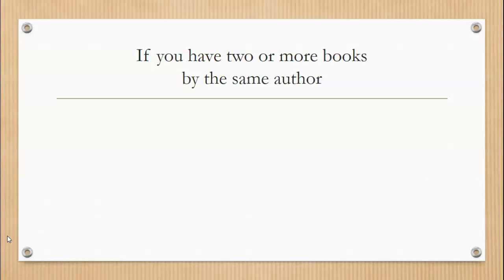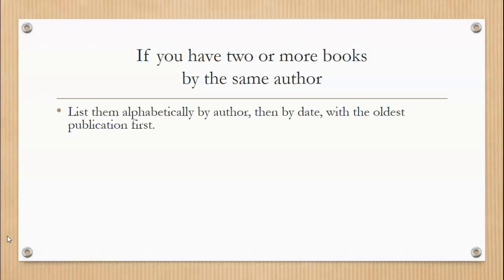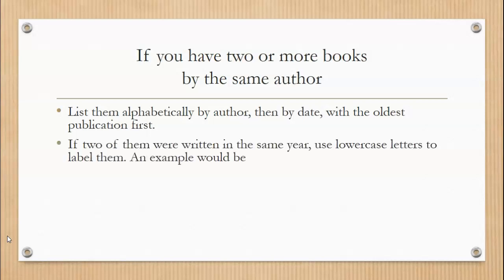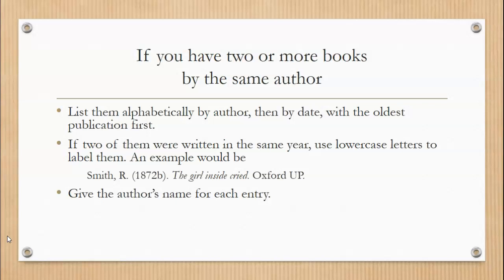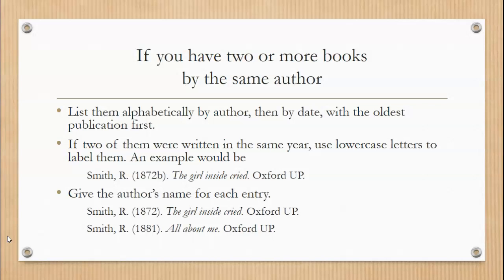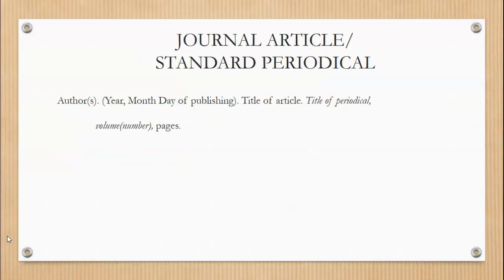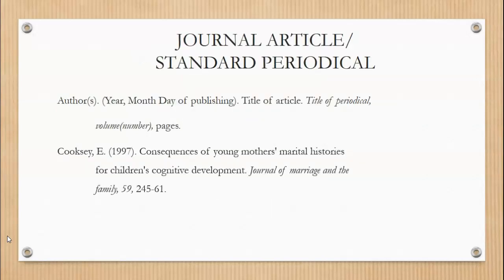If you happen to have 2 or more items in your references that are by the same author, you need to list them in chronological order by the author. If 2 of them were written in the same year, use lowercase letters to label them. Both of these are different guidelines than you had for including them in MLA format. For sources that have more than one author or that otherwise deviate from these print examples, check apastyle.apa.org or owl.purdue.edu. A periodical entry is similar in its format to a book.